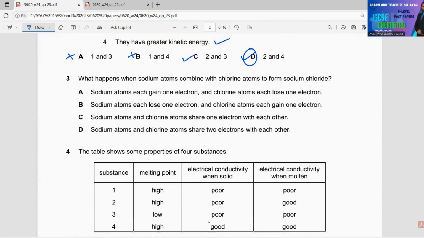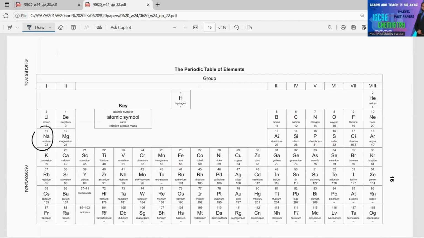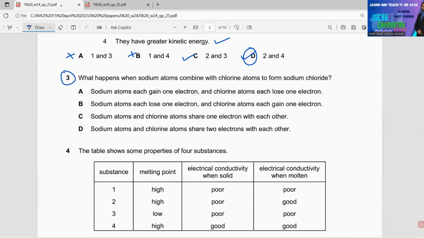Moving to next MCQ, which is number 3. What happens when sodium atoms combine with chlorine atoms to form sodium chloride? So here's sodium atom. It's in group 1. So group 1, we have metals. And chlorine is in group 7. It's a non-metal. So we have non-metals here. And sodium is a metal. So metals have tendency to lose electron and non-metals have tendency to gain electron.